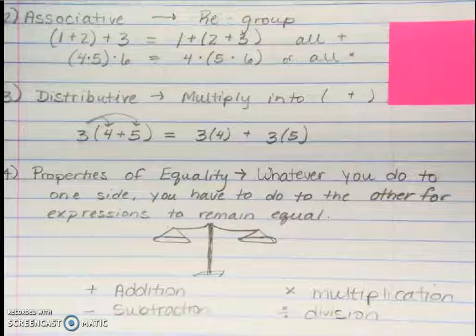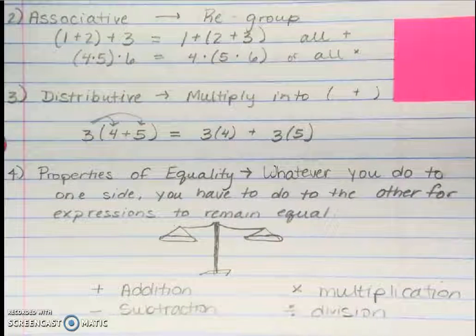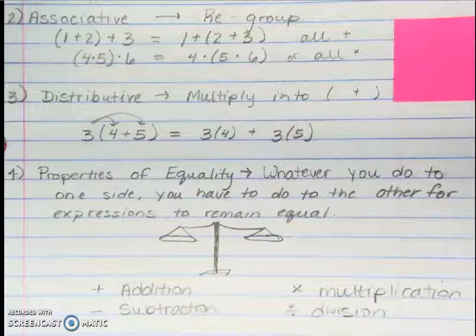So we've got an awful lot written here. I'm going to put it all on the screen so that you have some time to write it down while I talk. You don't have to pause the screen. I'm going to keep this on for a little bit. So number 4 property is the properties of equality. Whatever you do to one side, you have to do to the other for expressions to remain equal.